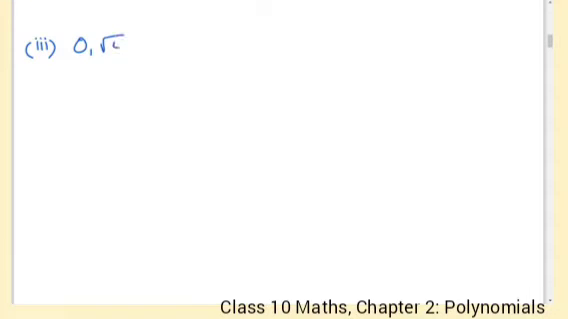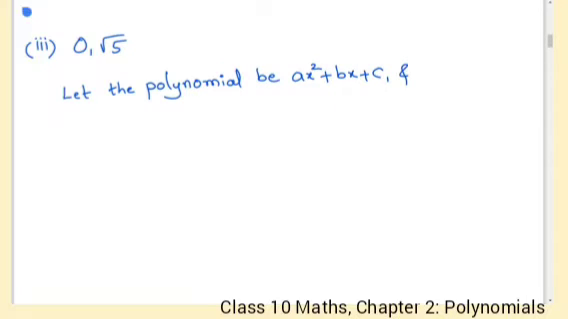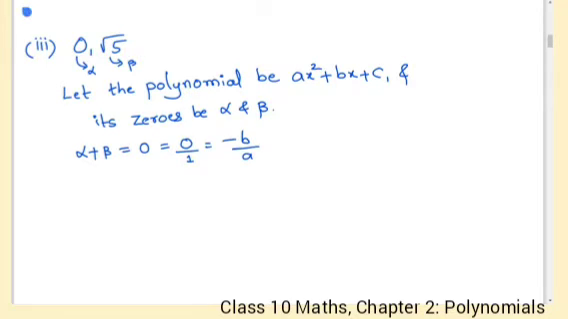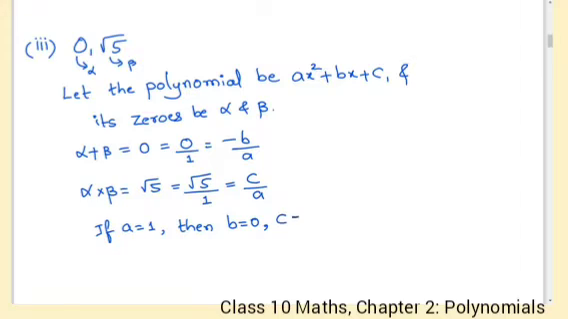Now third question, 0 comma root 5. Write down, let the polynomial be ax square plus bx plus c and its zeros be alpha and beta. 0 is alpha plus beta and root 5 is alpha into beta. Alpha plus beta, that is 0 equal to 0 by 1, which is equal to minus b by a, and alpha into beta is equal to root 5, which is equal to root 5 by 1, which is equal to c by a.